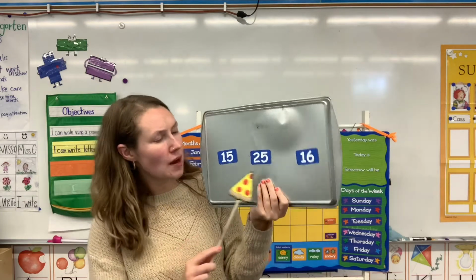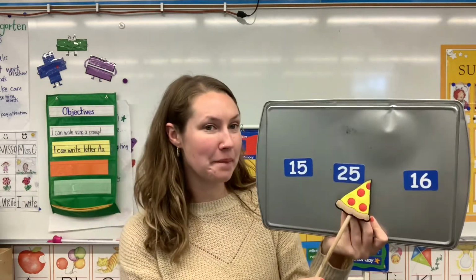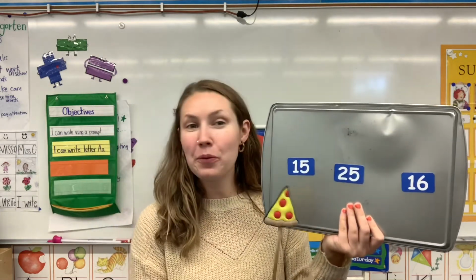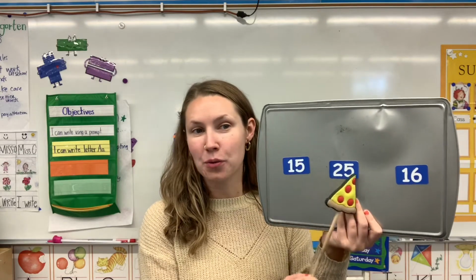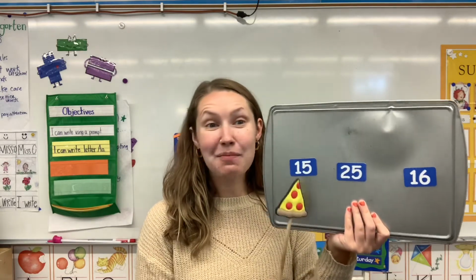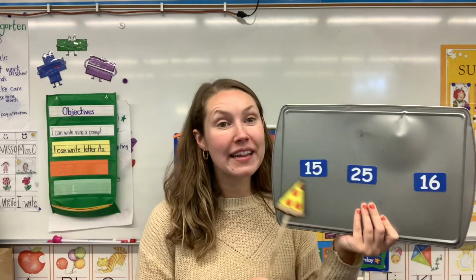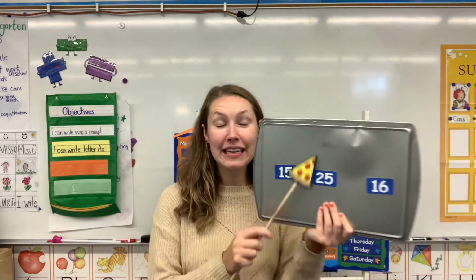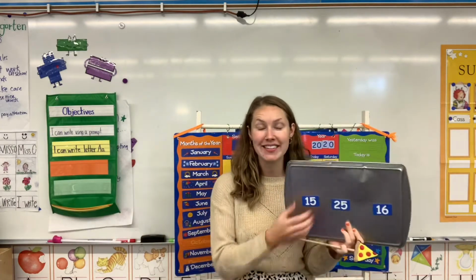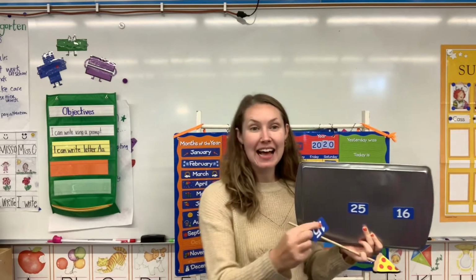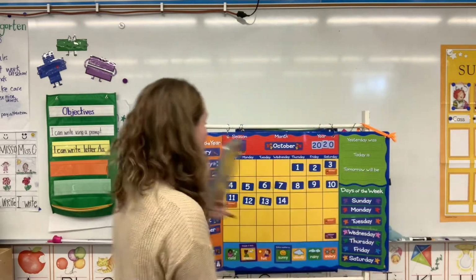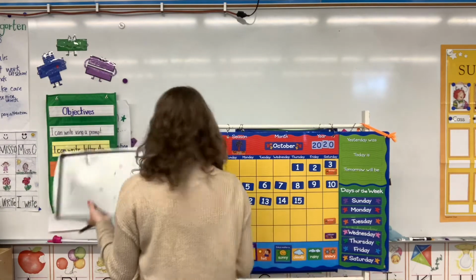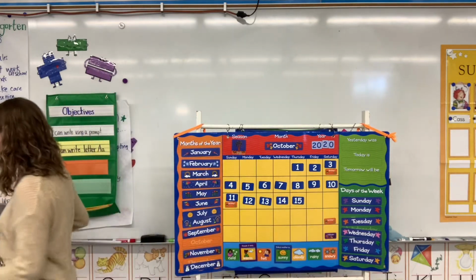Well, we have two numbers that have a 5 in them, but only one of them is 15. Which one? It's my first one, the one with the 1 in the front. Remember, our teen numbers all have 1s in the front. So 15 has a 1 and a 5. So I'm going to add that to my calendar here, and then I can add it to my calendar mat as well.